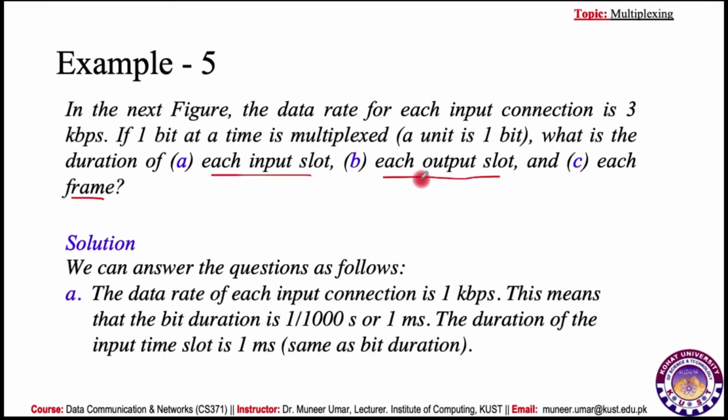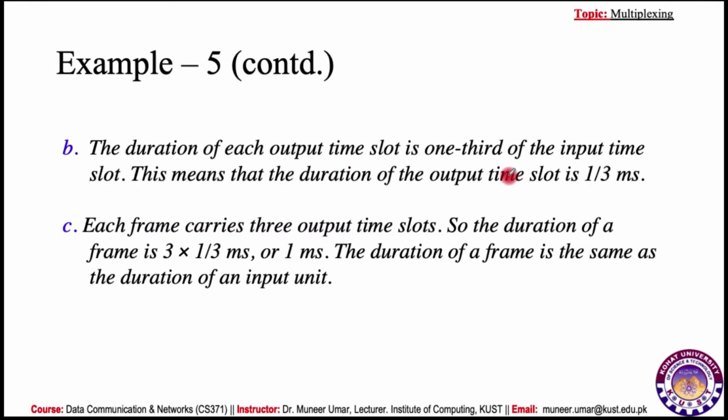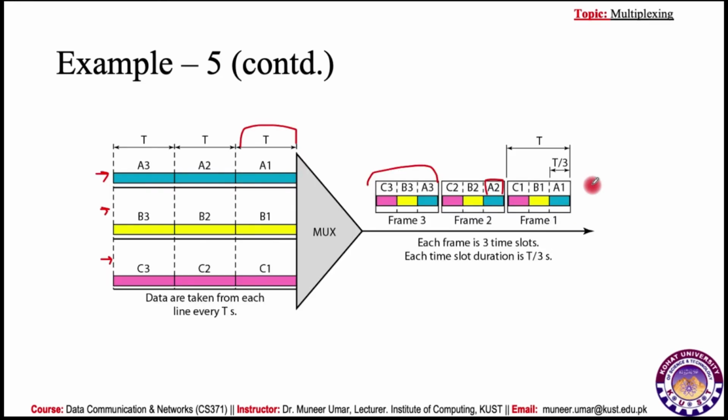Then second is each output slot. The duration of each output time slot is 1/3 of the input time slots. Since we have 3 users, it would be divided by 3. This means that the duration of the output time slot is 1 by 3 milliseconds. This one or this one or this one, for each user we have 1 by 3 milliseconds.